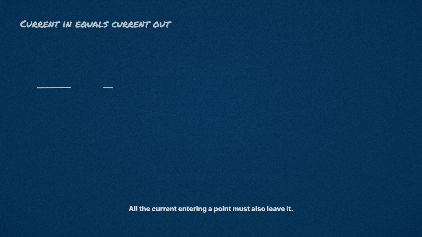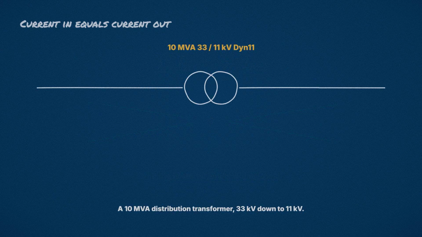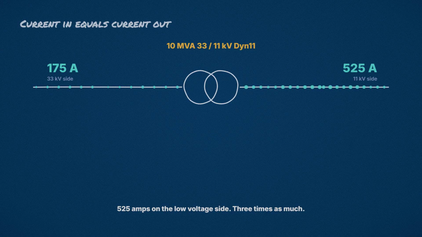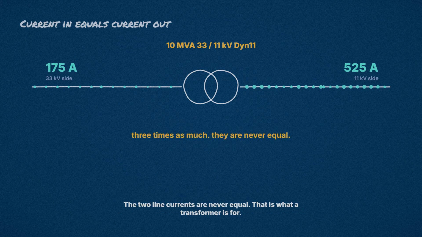Now look at what we are protecting. A 10 megavolt ampere distribution transformer, 33 kilovolts down to 11. At full load, it draws 175 amps on the high voltage side and 525 amps on the low voltage side, 3 times as much. So the two line currents are not equal and they never will be. That is what a transformer is for.